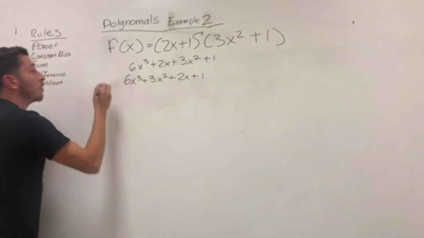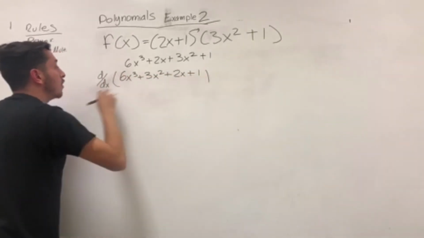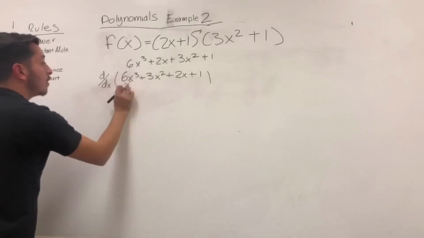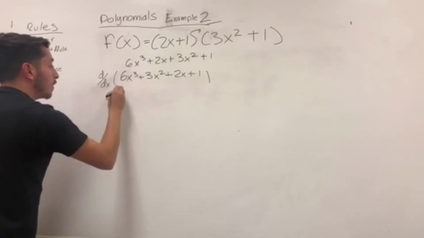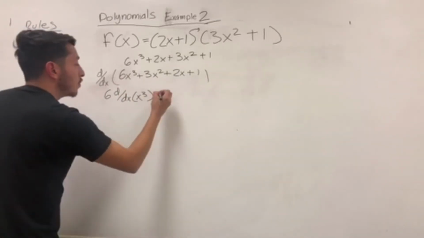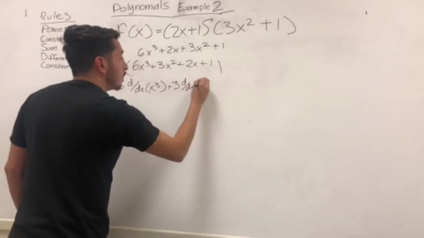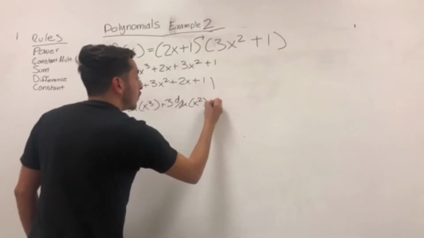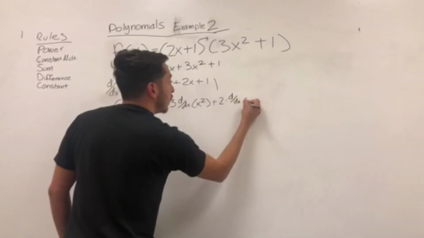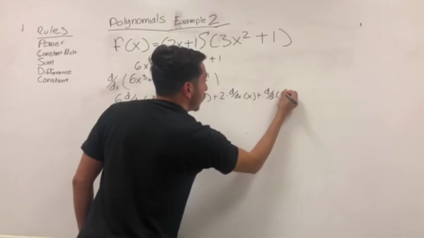Now that we've done that, we're going to derive, and we're not going to forget our notation, our d over dx. And if it's easier for you, remember the constant multiple, you can separate it and just do d over dx of x to the third power, plus 3, our constant, times d over dx of x to the second power, plus 2 times d over dx of x, plus the derivative of constant 1.